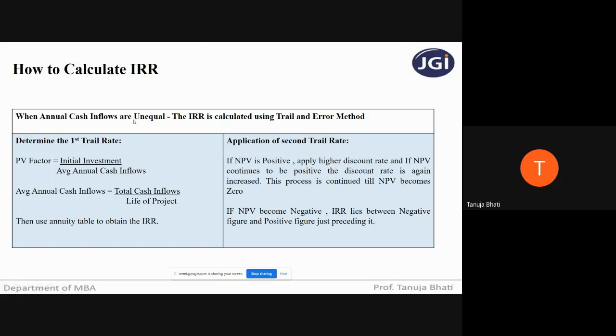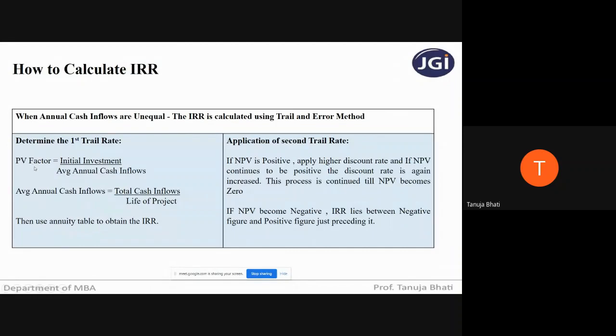But these cash inflows are unequal. So if they are unequal, how will you calculate average annual cash inflows? The formula is total cash inflows divided by life of the project. Suppose this year you're getting 50,000, next year 1 lakh, after that 75,000. So take the total of all the inflows: 50,000 plus 1 lakh plus 75,000. Suppose the life of the project is 3 years. So you get 2,25,000 divided by 3. You will get the average annual cash inflows. Put it here, and you get the PV factor.